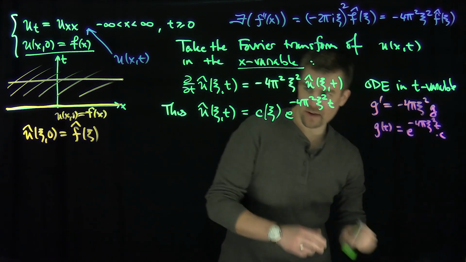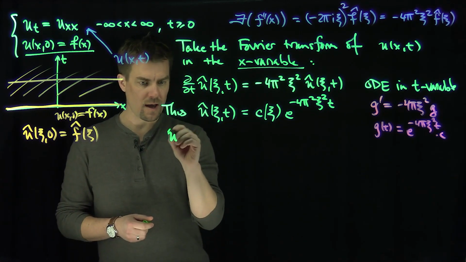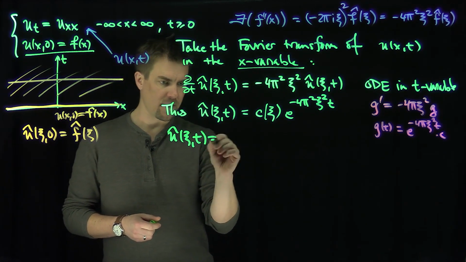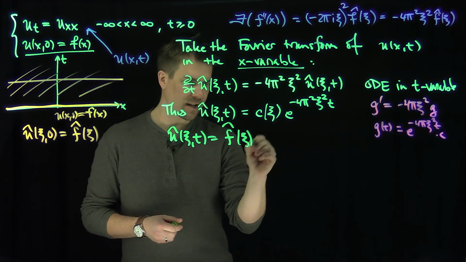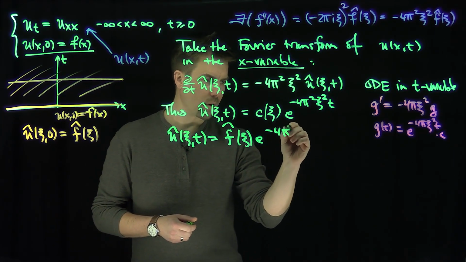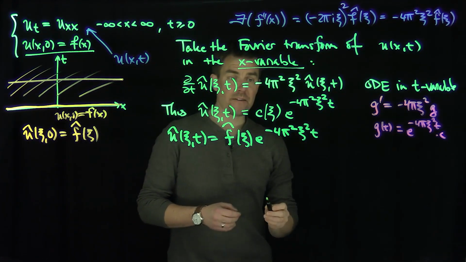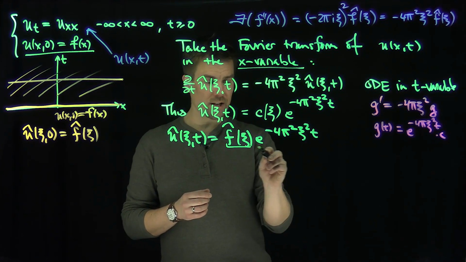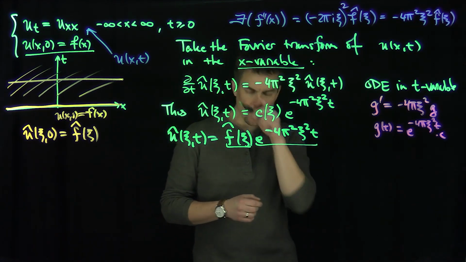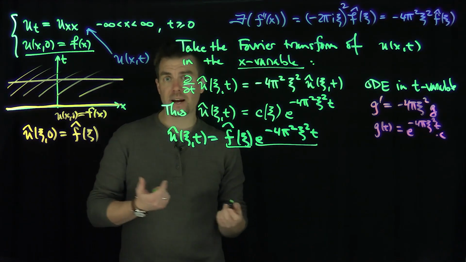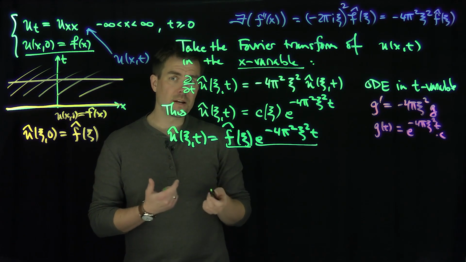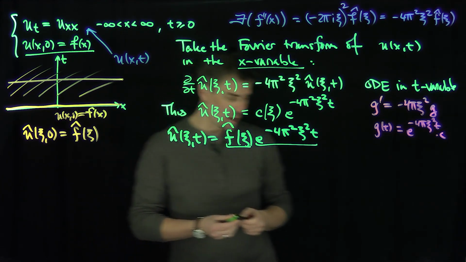So this is going to give us that u hat of ξ and t is f hat of ξ e to the negative 4π²ξ²t. Beautiful. Now remember, I have a product of two Fourier transforms. This is a Fourier transform and this is a Fourier transform. And so when I do the inverse Fourier transform of this to get back to my function u of x and t, I'm going to have to convolve the resulting functions, okay?